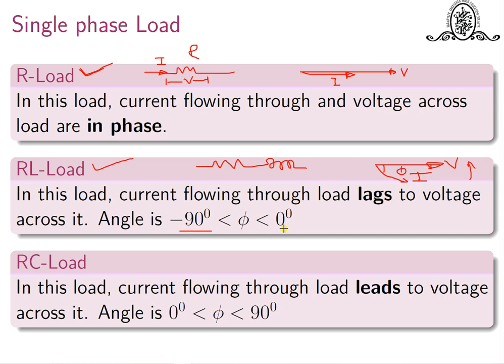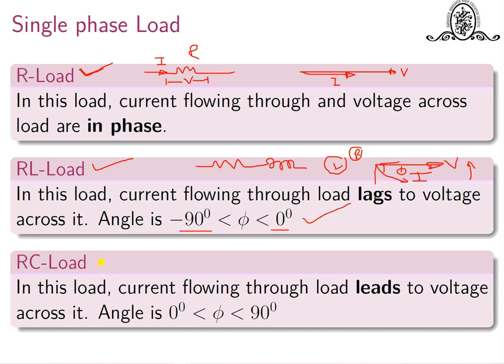So this angle lies between -90 and 0. If the current is lagging by -90, then the circuit will be pure inductive. If this phi is equal to 0 degrees, then the circuit will be pure resistive. So obviously, when phi lies between -90 and 0, its nature will be lagging.